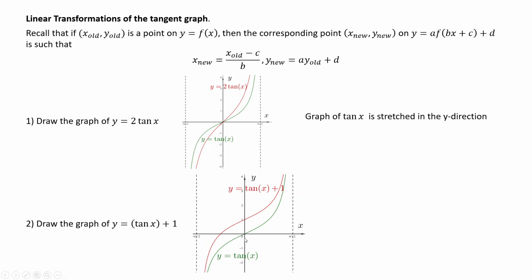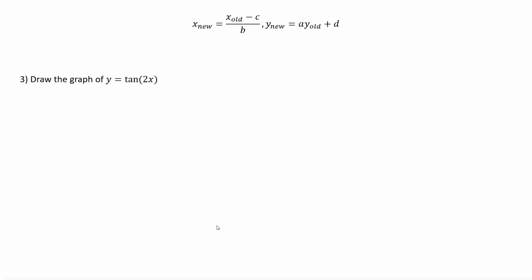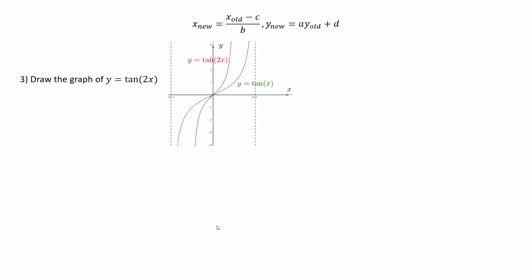The green graph is y equals tangent x. If the y value is 0 here, what would the new y value be? 0 plus 1. Sure enough, the new y value at that x is equal to 1. If the y value is 1, say at this point on the old one, what would its value be? 2. 1 plus 1 is 2, and so on. So this is a graph of tangent x shifted up in the y direction by 1 unit. Cool. What else? y equals tangent of 2x.